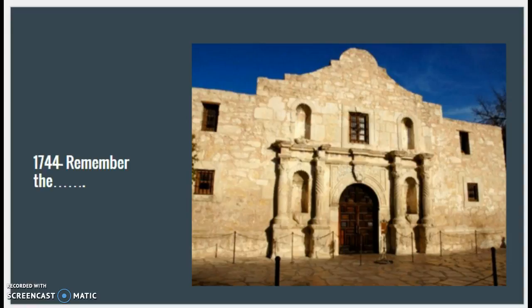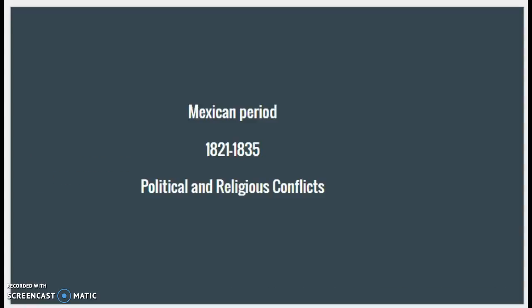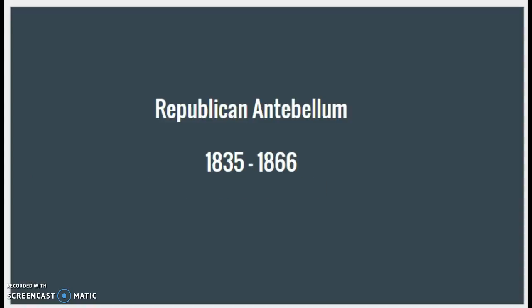This is the Alamo. It was a fort and housed soldiers. What types of lines and angles do you see in the Alamo? Why does it have a tall center front? During the Mexican period, little architectural development occurred due to political and religious conflict. During the Republican antebellum period, cultural influences from around the world migrated to Texas.